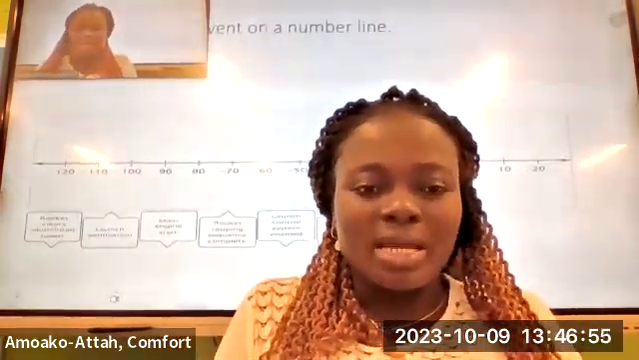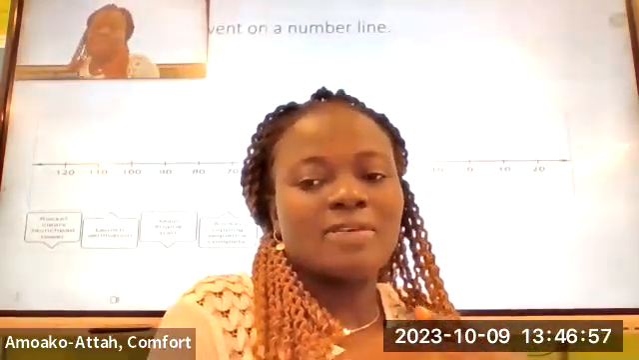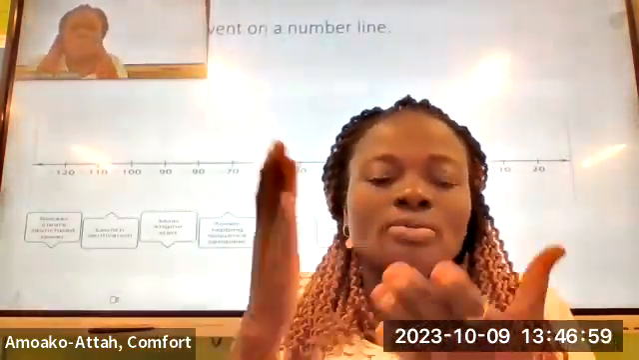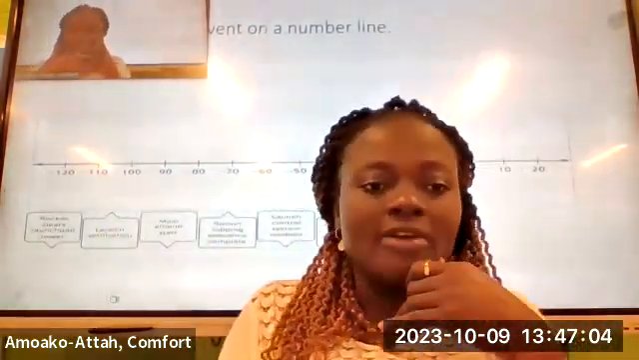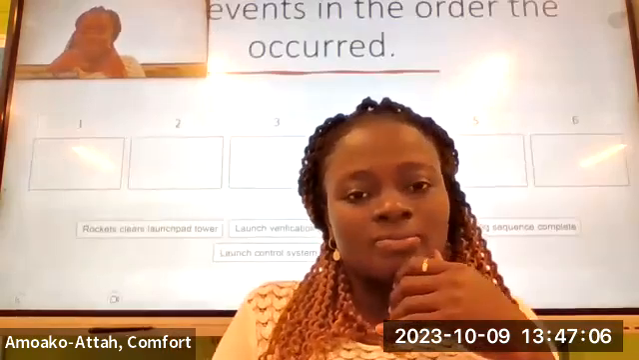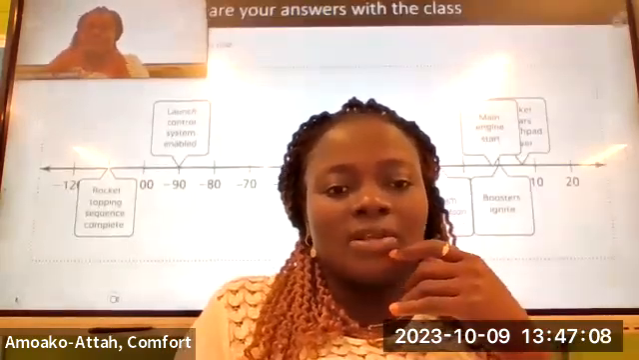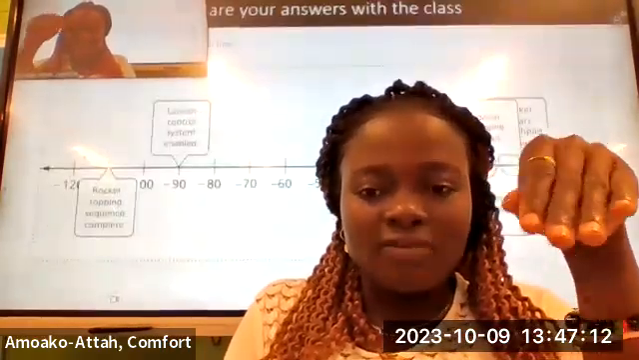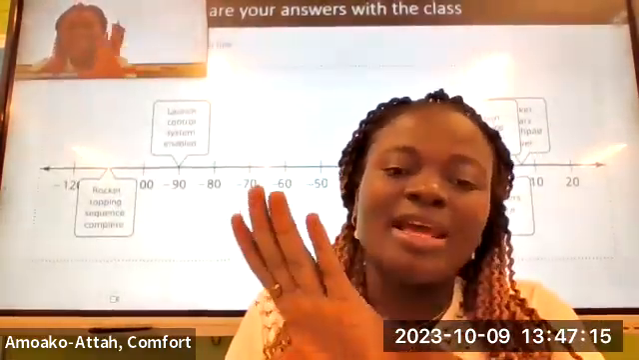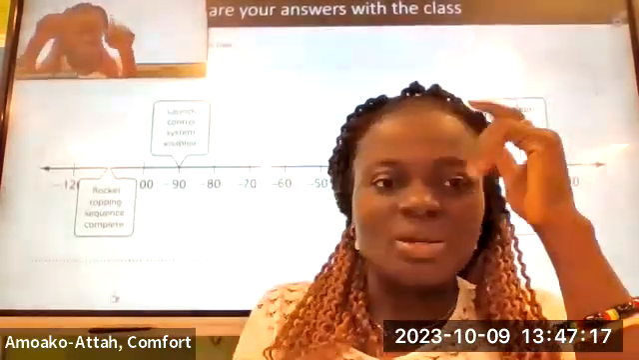All right, so that's the number line. Then you identify the lift off to be 0. Before the lift off will be negative values. After the lift off will be positive values. All right, so if you're able to do this, then you got it right. If you're able to identify the events in the number line as this, then you're on the right track.